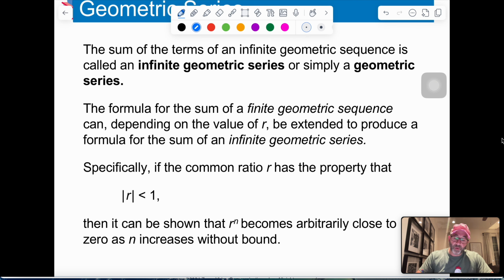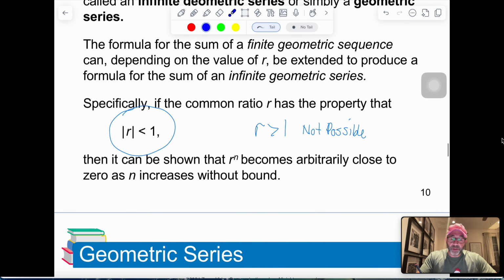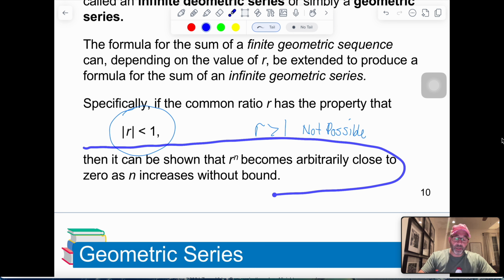All right, so let's look at when we talk about an infinite versus a finite geometric series. What we're talking about here is that when the r is less than 1, we're actually converging on a certain value. Versus when r is greater than 1, it's not possible to actually find the sum, because it's diverging, going away from a certain value and getting infinitely larger, so I can't add that together. But when the r is less than 1, it converges. And we get this formula. As it says right here, it can be shown that r to the n becomes arbitrarily close to 0 as n increases without bound.